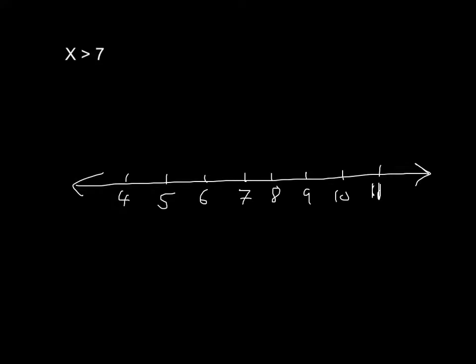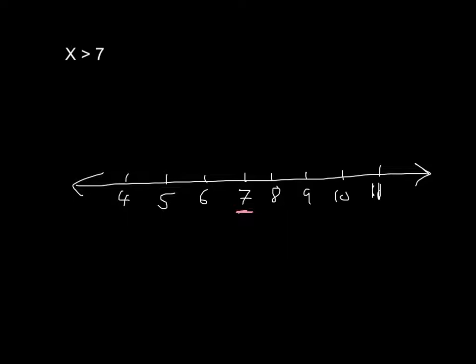So how do we graph these on a number line? Let's start with the example x is greater than 7. I'm going to put 7 right in the middle of my number line because I know that I'm going to have to put some kind of mark there.